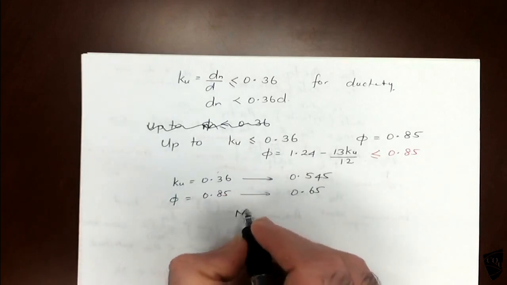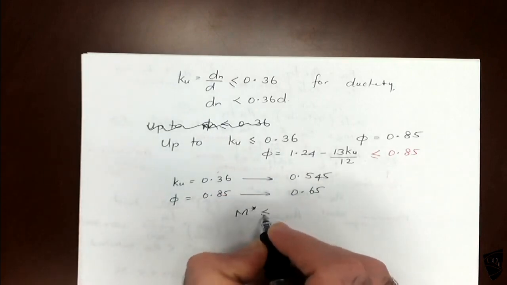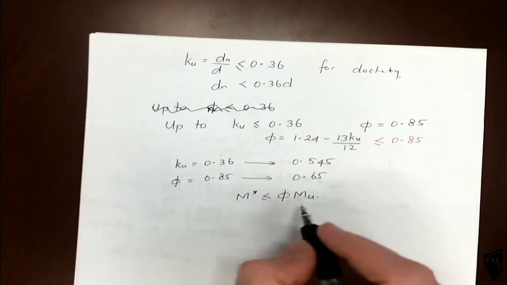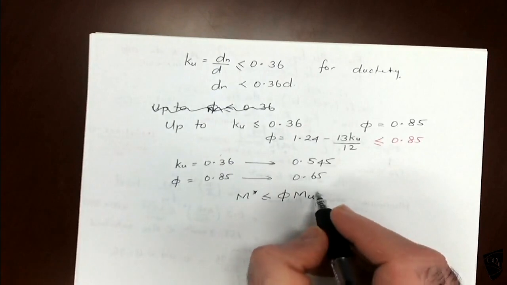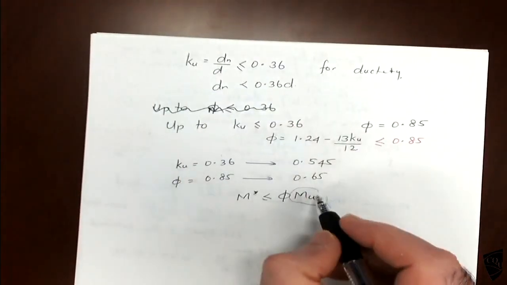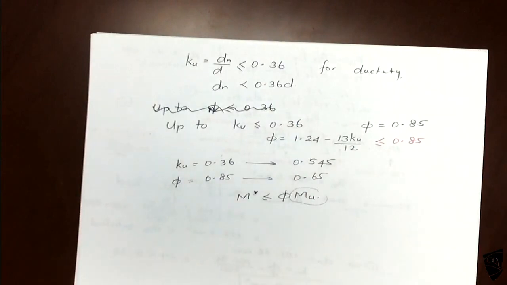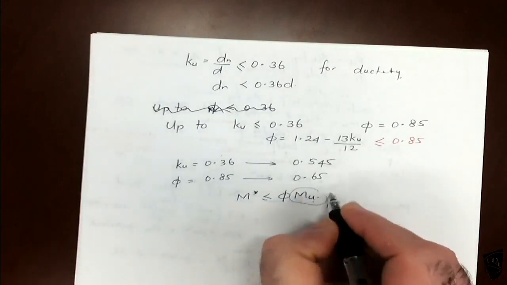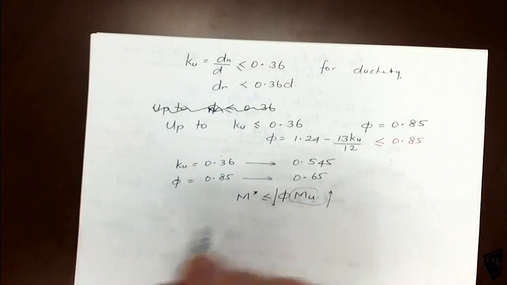So the M star, Mu will increase if you exceed the 0.36. If you exceed the 0.36, Mu will increase. Okay, you increase the AST, so dn will increase, so you get a better Mu. So Mu will increase, but phi will reduce.